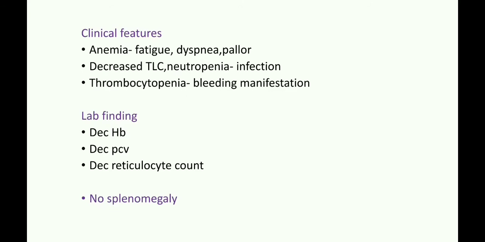And when you look at the lab findings, there is decreased hemoglobin, decreased PCV, and decreased reticulocyte count. There is no splenomegaly observed in aplastic anemia. Since the stem cells are getting destroyed, there is no splenomegaly observed in aplastic anemia.